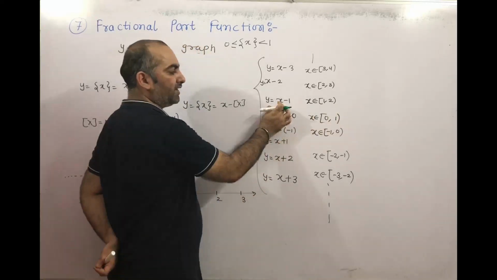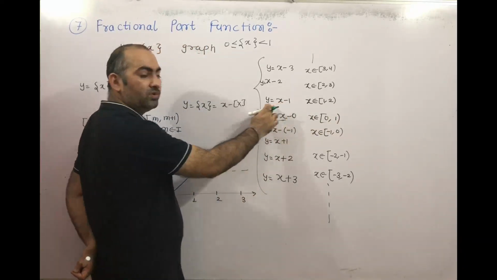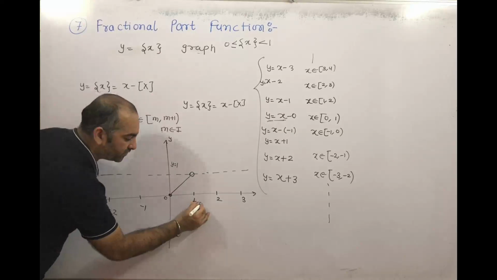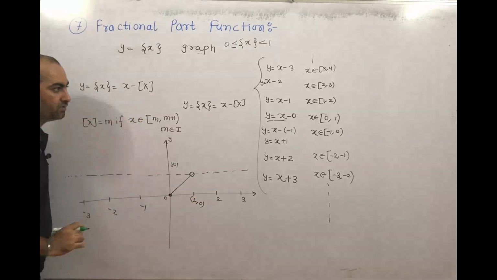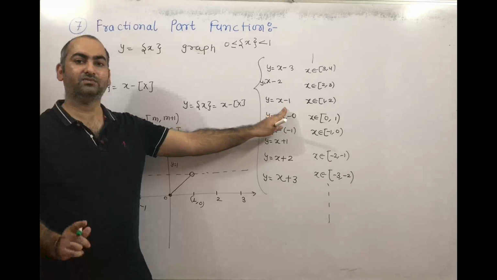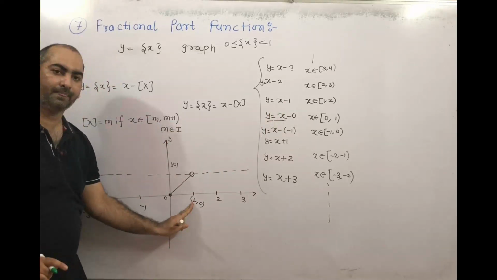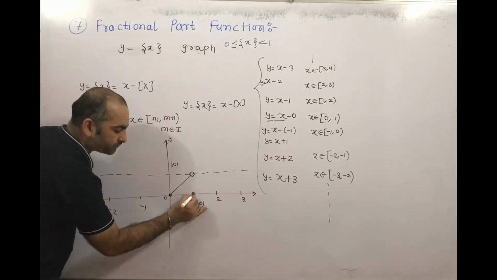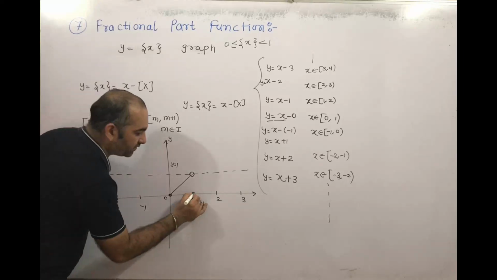What line are we getting? y equal to x minus 1. So this line will pass through 1 comma 0. This point is 1 comma 0, we can write. So the y equal to x minus 1 line is passing through x equal to 1. Correct? So here 1 will come and this will go till 2.